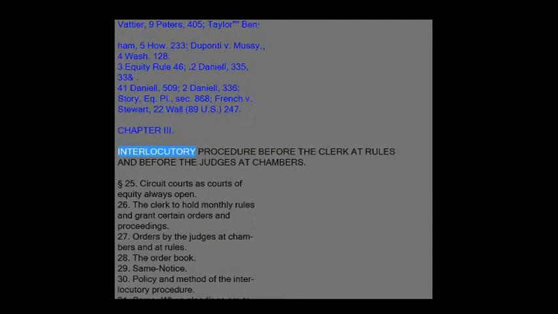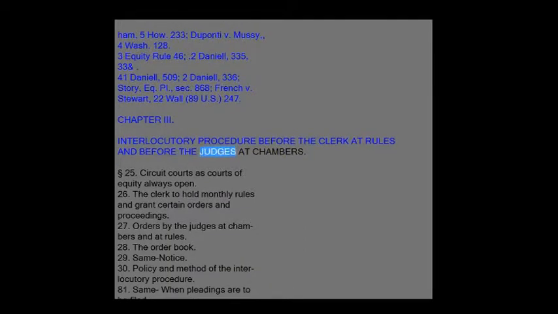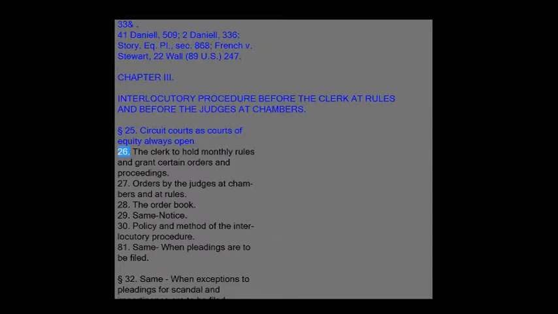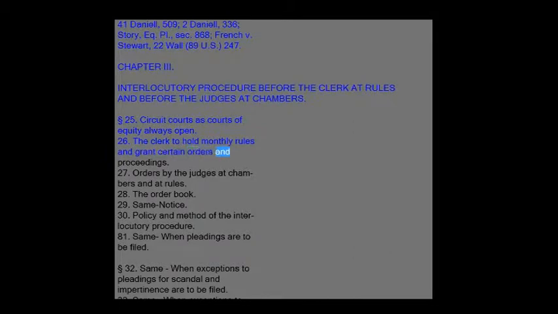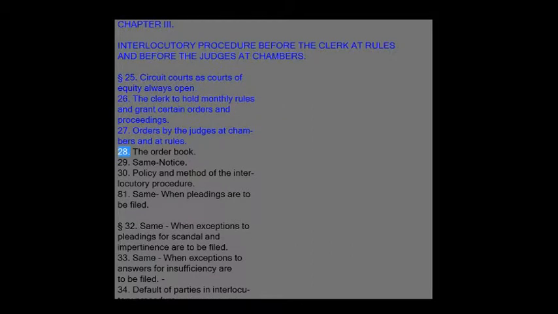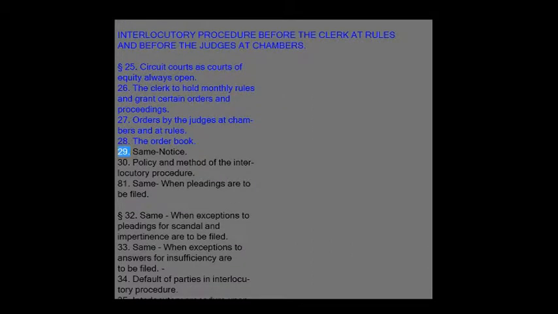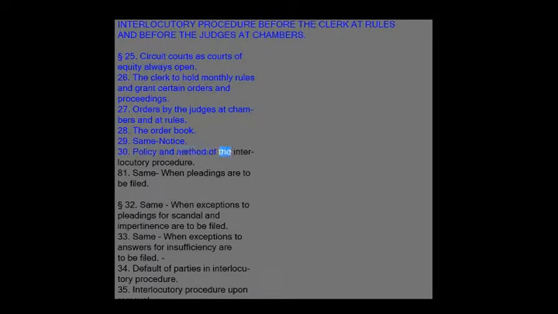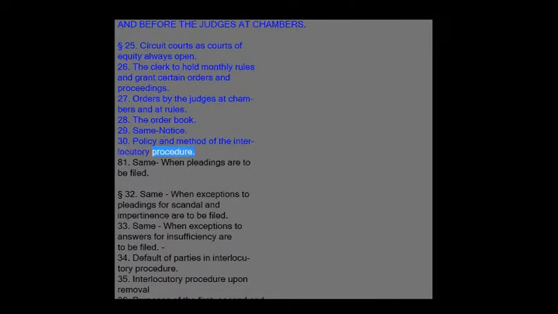Chapter 3. Interlocutory procedure before the clerk at rules, and before the judges at chambers. 25. Circuit courts as courts of equity always open. 26. The clerk to hold monthly rules and grant certain orders and proceedings. 27. Orders by the judges at chambers and at rules. 28. The order book. 29. Same notice. 30. Policy and method of the interlocutory procedure.